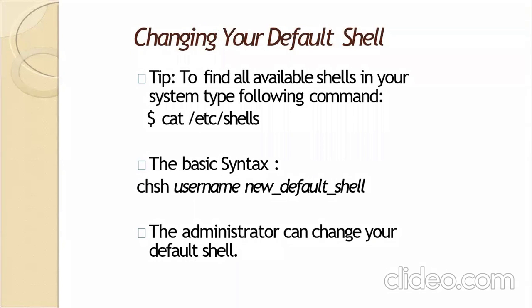By default, it is the Bourne shell. To find which shell you are working in, and to find all the available shells in your system, type the following command in your terminal. When you type the command cat /etc/shells, it will give all the shells available in your Linux or Ubuntu operating system. Then the basic syntax: chsh username new default shell. Here it will specify the shell name, which shell you are working in.